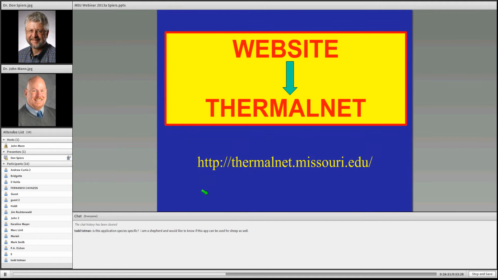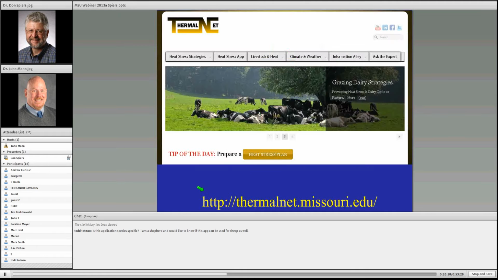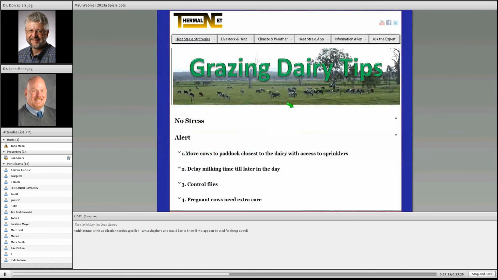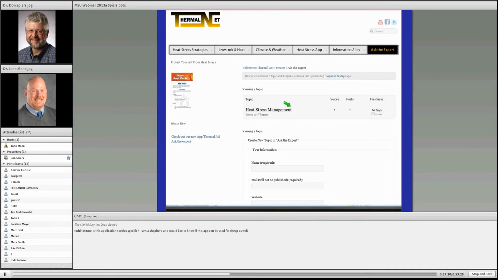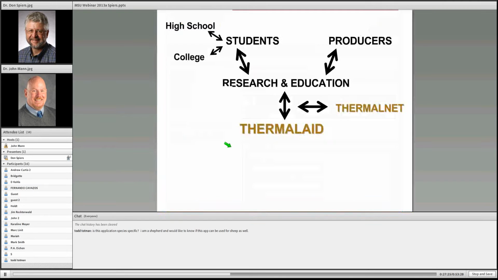We also have this website called ThermalNet that is out there now, and we're making modifications to expand upon that as we speak. Just to show you some of the screenshots, here's one of the opening shots. As you can see, we can look at issues related to heat stress strategies, information on the app, livestock and heat, climate and weather, information that's sort of a testing spot for students if they want to be tested on what is heat stress. And then we have a category known as Ask the Expert. Raising tips for dairy, recognizing heat stress, and this is where you could actually write in questions to us that we can then respond to at any particular point in time.